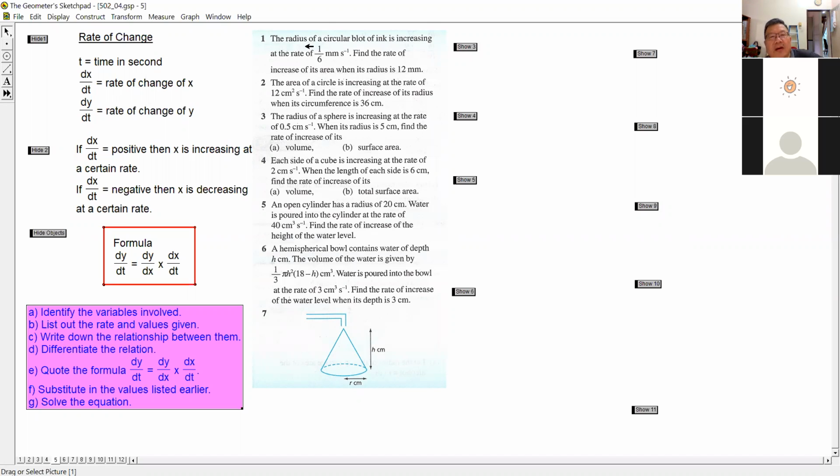Rate of change of radius. Correct. So in symbol form, what must you write down? Rate of change of radius, dr over dt. So you write down dr/dt equals to what?